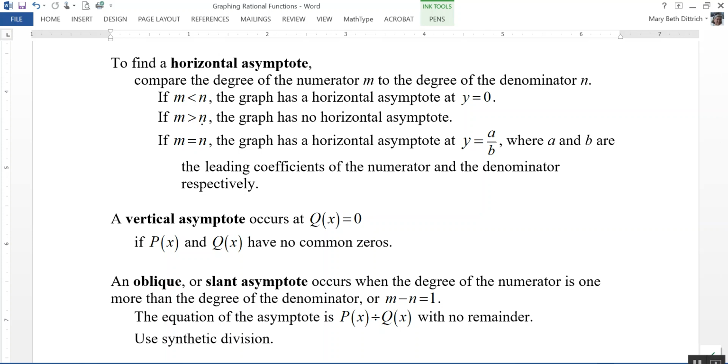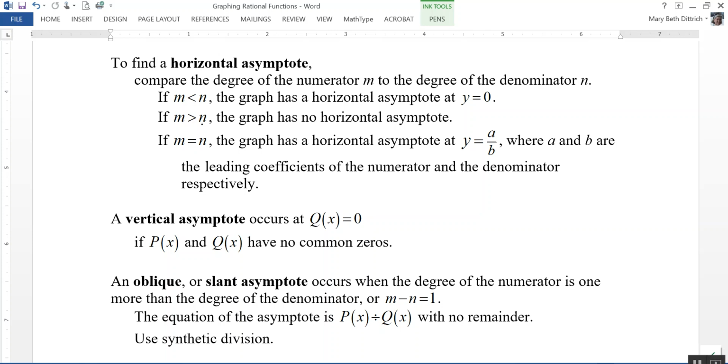If m is equal to n, in other words, if the degree of the numerator and the degree of the denominator are the same, then the graph has a horizontal asymptote at the line y equals a over b, where a and b are the leading coefficients of the numerator and the denominator respectively. So take a look at the leading coefficients, and your horizontal asymptote is going to be at y equals leading coefficient of the numerator over leading coefficient of the denominator.